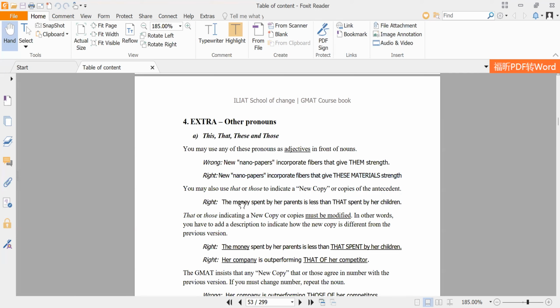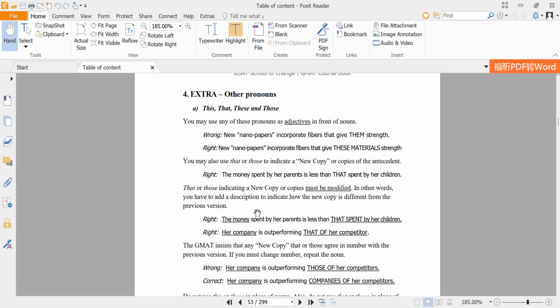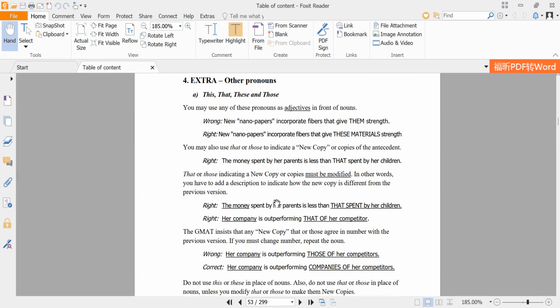For example, the money spent by her parents is less than that spent by her children. In this case, we can see that spent by her children is a modifier for the pronoun that. That is not standing by itself. And the reason is that there must be a modifier, so that we make it clear what the pronoun this, that, these, those refers to, and the modifier here helps with that tremendously. All right. So that's the second rule.